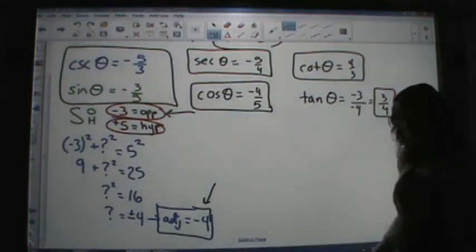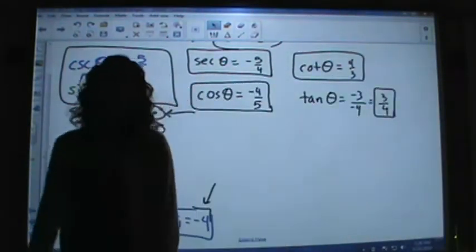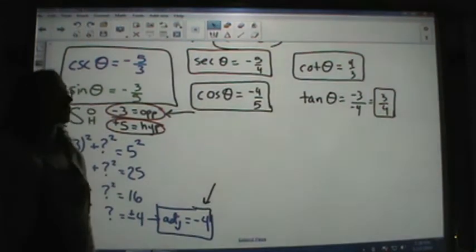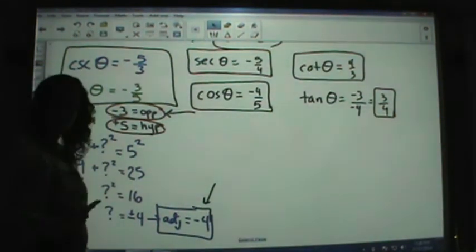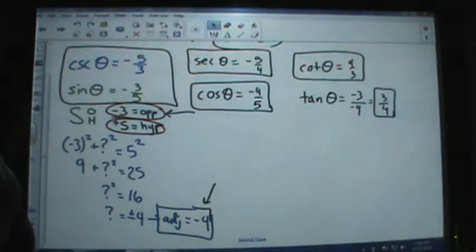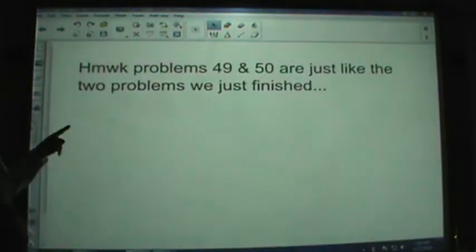Again, stop, rewind, rethink, write stuff down if you have questions. We'll be discussing what we need to later. That's it of this idea. Homework problems 50 and 49 are just like that stuff.